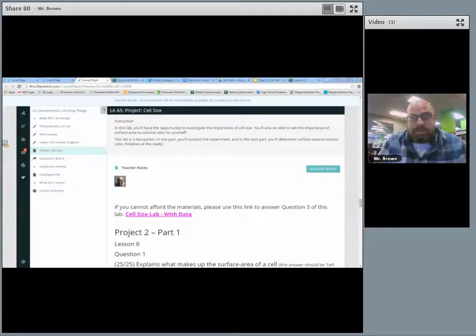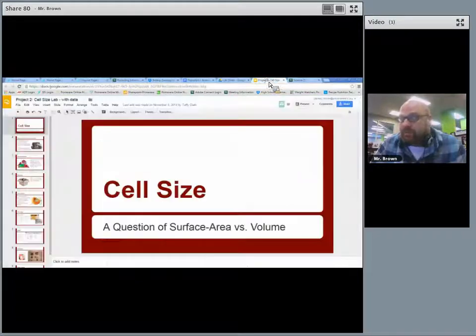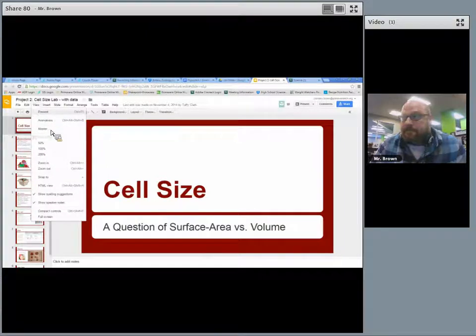If for whatever reason you cannot afford or get the materials, make sure in the teacher notes, as soon as you click on the project, you'll see this in teacher notes, my picture. See this link in hot pink here, Cell Size Lab with data. If you click on that, it'll bring up this presentation in Google Slide format.